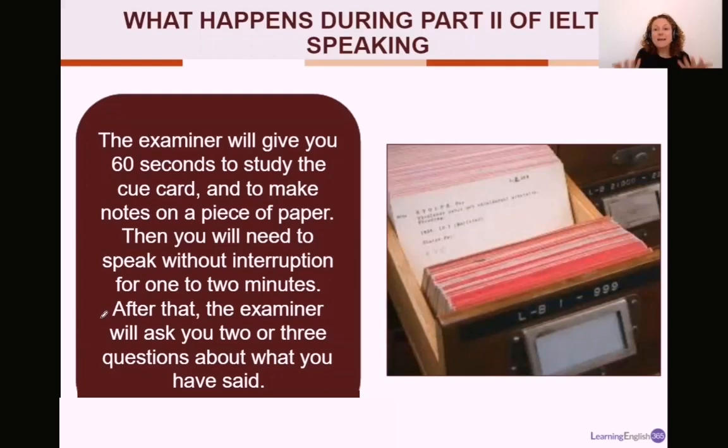So almost like a mini presentation for the examiner. And once you've finished, once the examiner has stopped you, the examiner will ask you 2 or 3 questions about what you've said. Okay, just simple questions, maybe to clarify something, or to ask another question, an obvious lead question from what you've said. So that's that part of the exam.